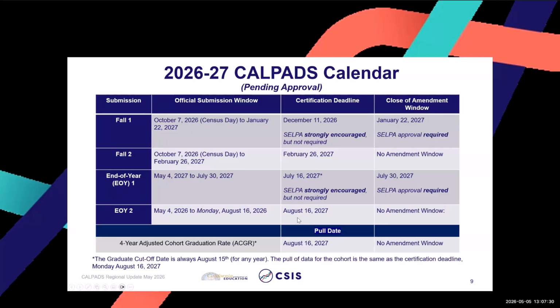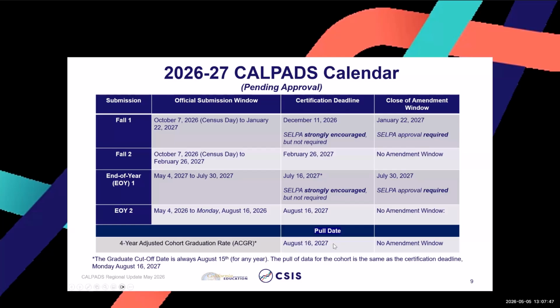And there is no amendment window for end of year 2. So there's only a single certification deadline, and that will be August 16th, 2027. The final deadline date for end of year 2 is the same as the cohort pull date.